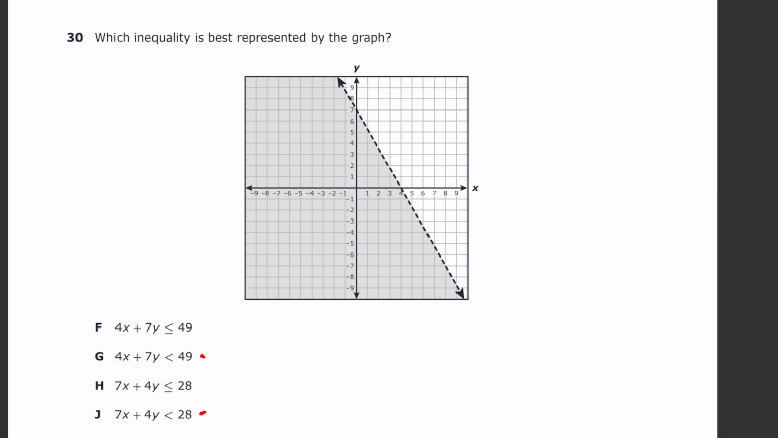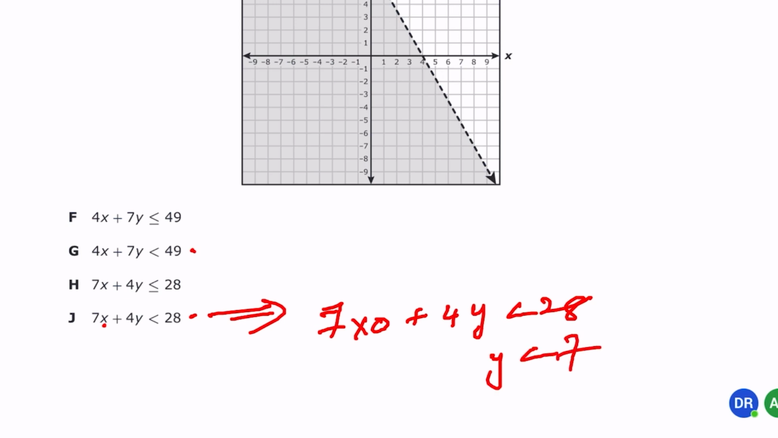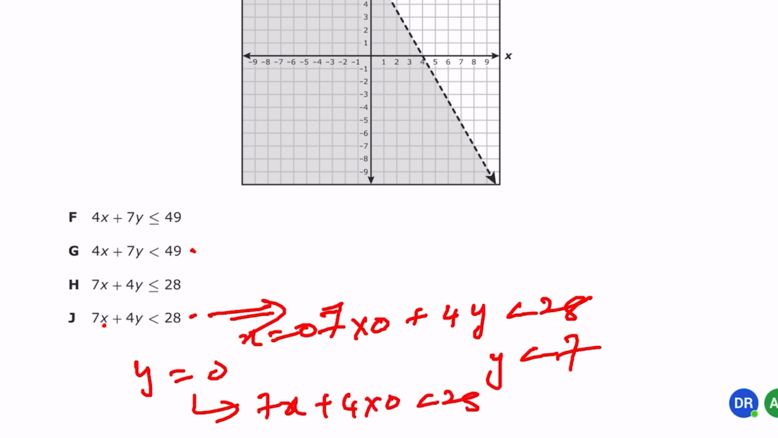If x is equal to 0 in this equation, 7 into 0 plus 4y is less than 28, so y is less than 7. Yes, this is also the less than 7 part. Then if you put y equal to 0, you get 7x plus 4 into 0 is less than 28, which implies that x is less than 4. So it's intersecting at 4. Therefore this is the correct option, J.